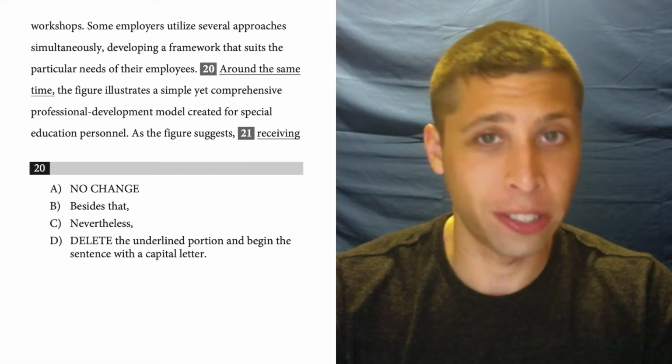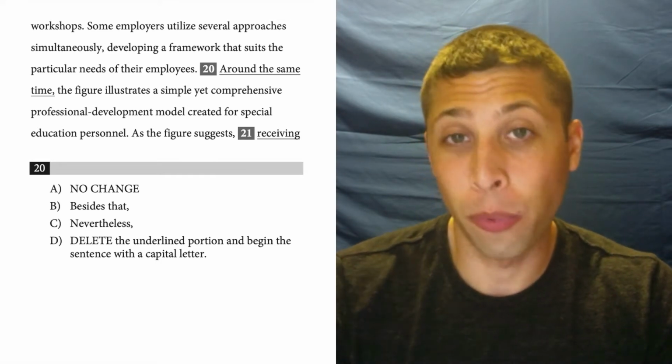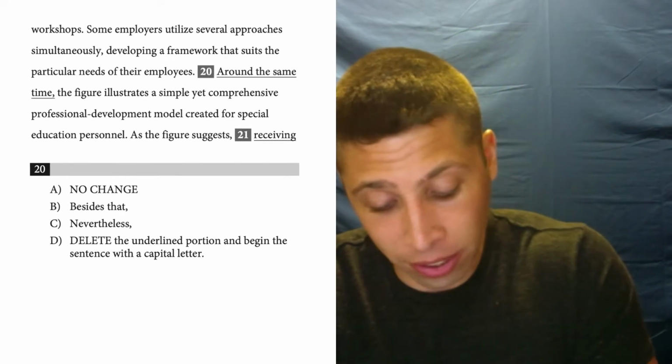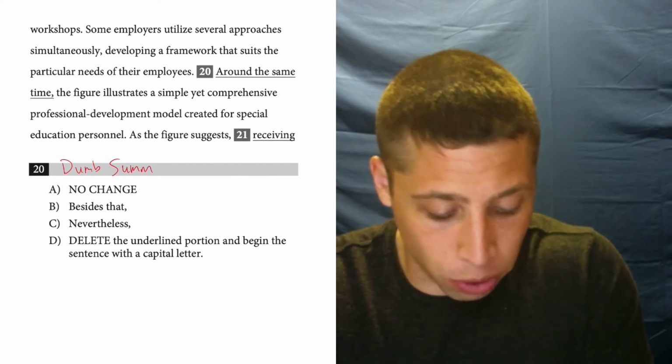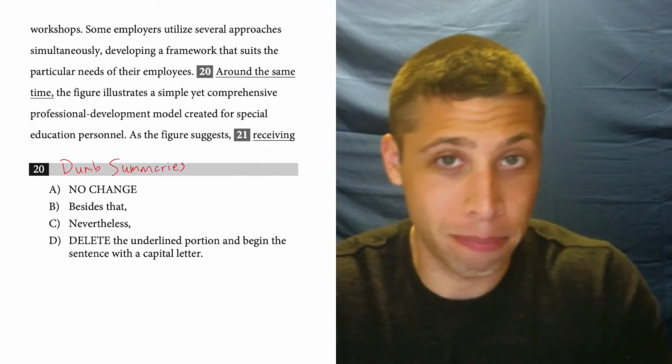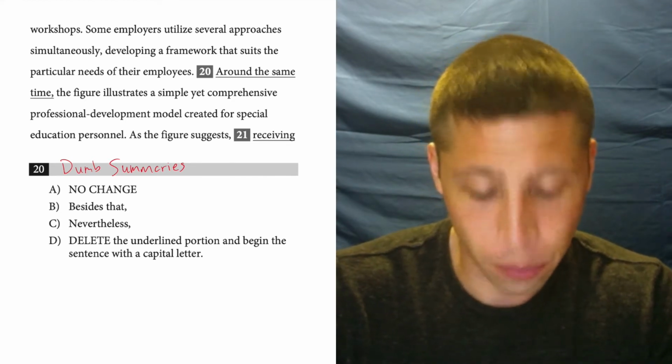We've got another transition question. And just like the others on this test that we've seen so far, the strategy is really just kind of treat this like a game and use the dumb summaries of these words to really beat the SAT here at what it's trying to do to trap you. So we can read these sentences.